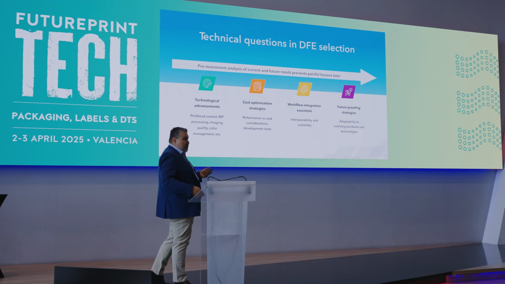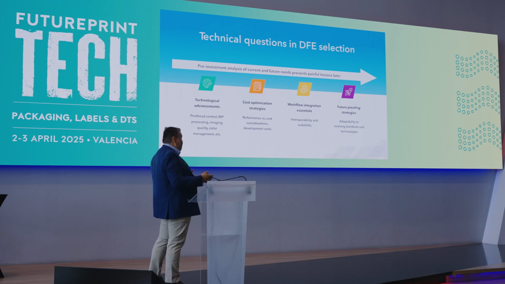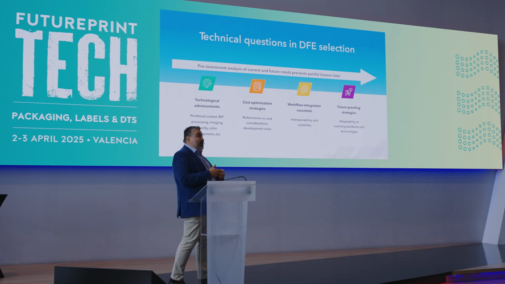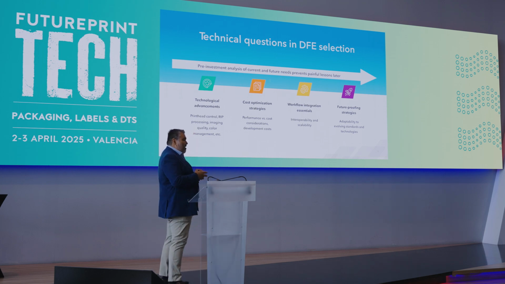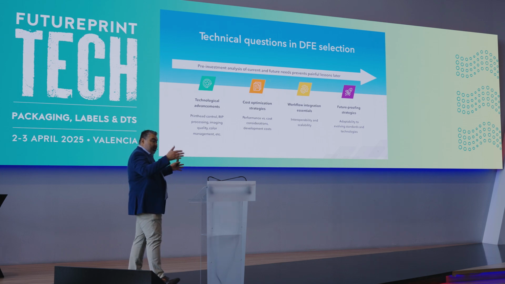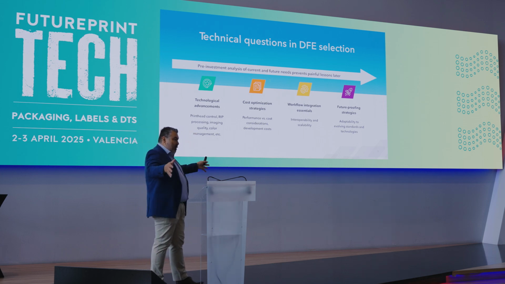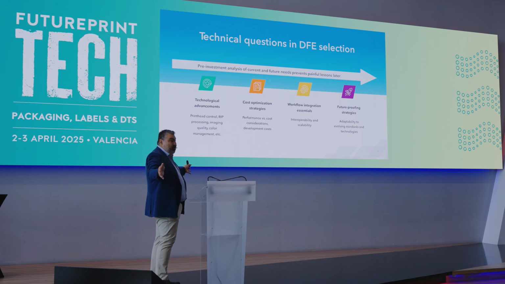Second one, cost. Cost is always important. How can we improve this cost optimization? One of the big challenges when you develop a press is not only developing the press, but developing a press in a certain time with a certain cost. That's another. And how we integrate this press with the rest of the world.